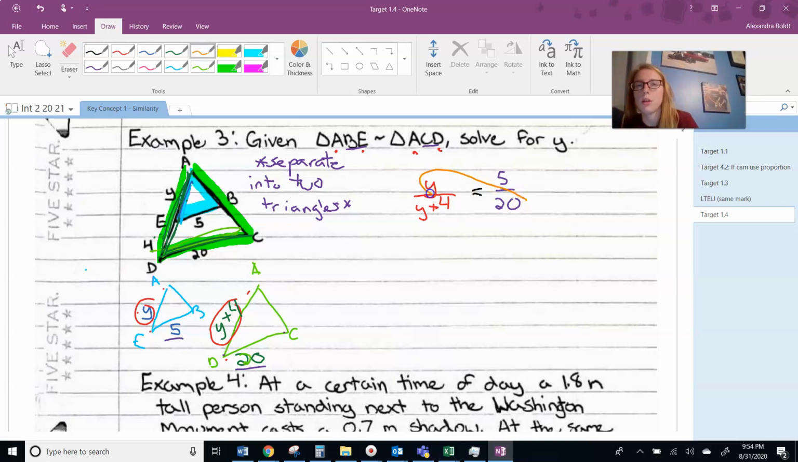Then we just cross multiply. So here we have y times 20, and we have y plus 4 times 5. And then we get 20y equals, again, making sure we distribute, we get 5y plus 20.